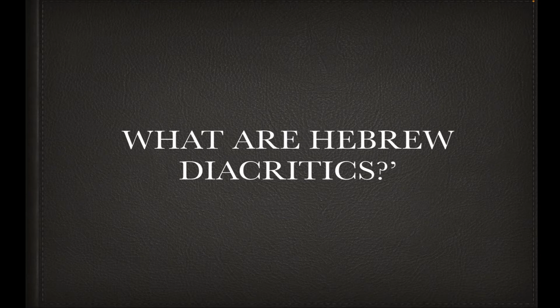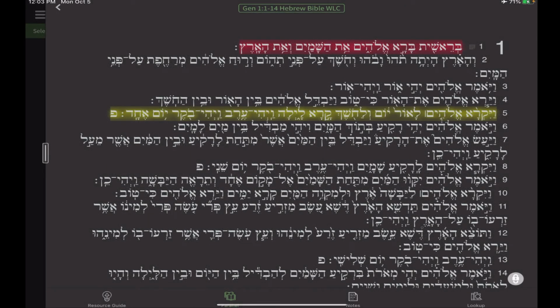But today is such an important question. Okay, what are Hebrew diacritics? All right. Hebrew diacritics. Diacritics in linguistics are these little dots and little markings all around, above and below. There's a little mark above and below, letting the reader know how to pronounce this Hebrew.